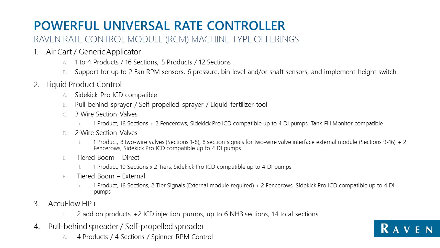So our third offering is AccuFlow HP+. With AccuFlow HP+, it's considered 1 product, and you can add 2 additional products, either 2 liquid products or 2 granular products, or a mix of a liquid and a granular on top of your AccuFlow HP+. In addition to that, you can also add either 2 ICD injection pumps if you're running AccuFlow HP+ plus 2 liquid products. Or if you're just running AccuFlow HP+ and you wanted to, you can add 4 ICD injection pumps and not add a liquid or granular product with that.